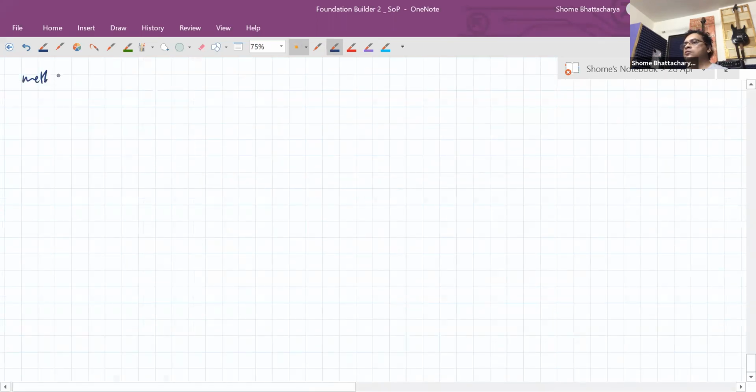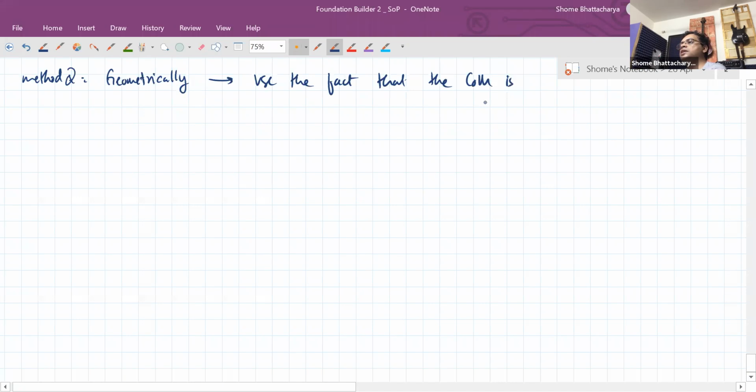So method 2, if we are solving it geometrically, using the fact that the center of mass does not move. So we use the fact that the center of mass is at rest. Okay. We just make a comparison of the two situations.